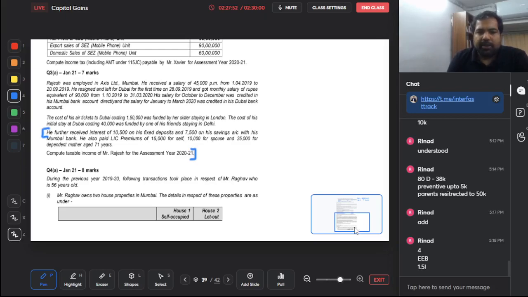But he received interest of 10,500 on his FD and 7,500 on his saving account. So will he get a deduction? Yes, under 80TT. If he is assumed to be 60 or more, then TTB. Otherwise TTA. TTA is not for fixed deposit, so only 7,500 for saving account.